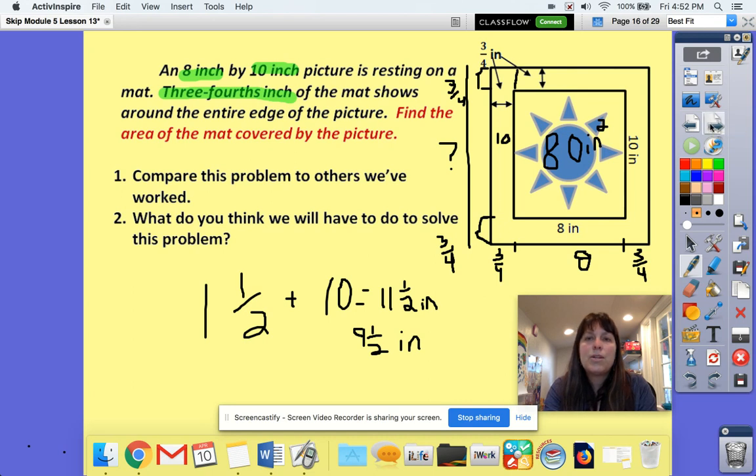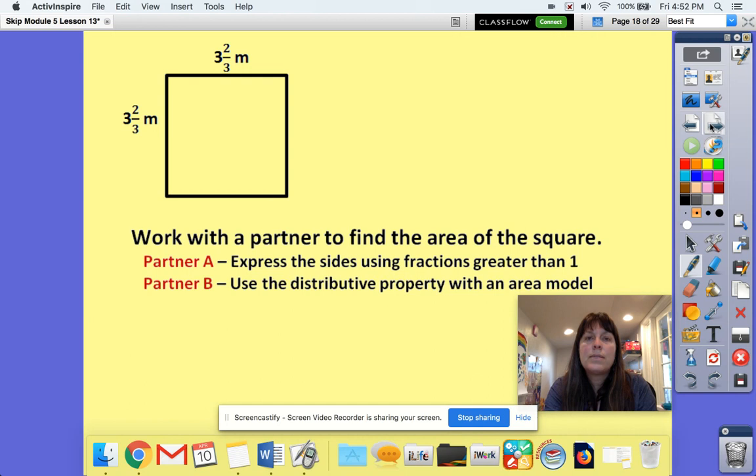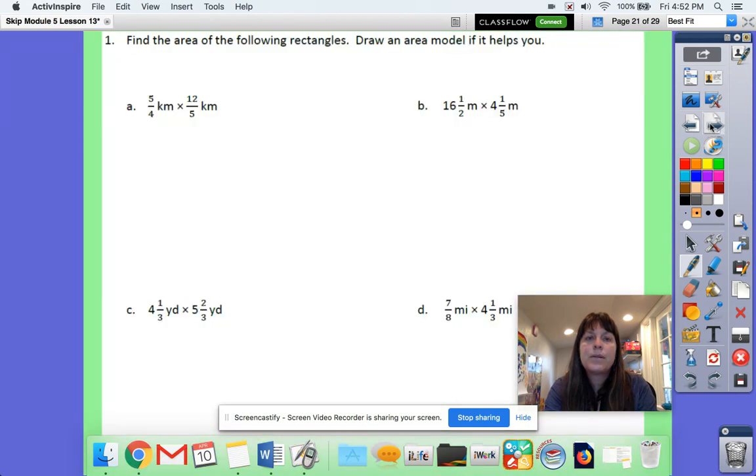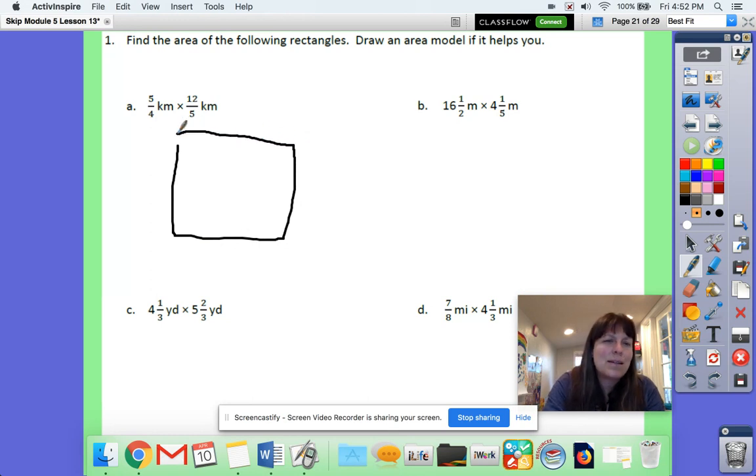And so the part in your packet that you have is the problem set. So we're going to go there. Here it is. The problem set says find the area of the following rectangles. Draw an area model if it helps you. So you can just go ahead and do that in your packet. And this is what I'd like you to get as far as you can in your packet, just like we do in class. And you can follow the guidelines in your packet for the amount of time you're supposed to be spending on math. And then when we Zoom in the afternoon, we will go over the answers together. Sound good? All right.